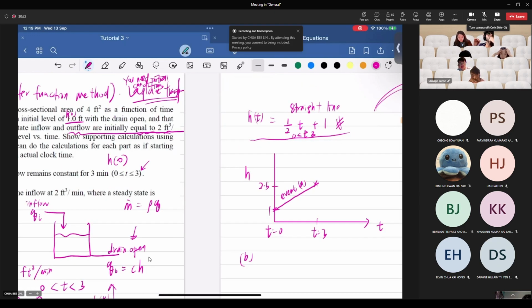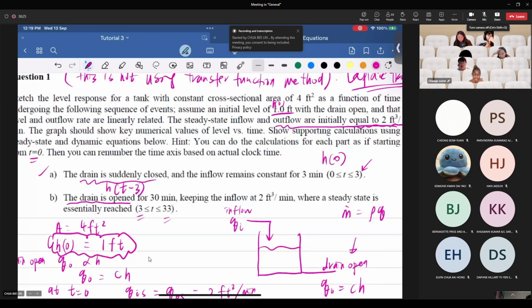So for event B, the drain is open for 30 minutes, meaning that it actually starts from 3, then plus 30. So 3 to 33, because this event starts at t equals to 3 and lasts for 30 minutes. While keeping the inflow Qi equals to 2, it's a constant number. A steady state is essentially reached, so they want you to sketch this.